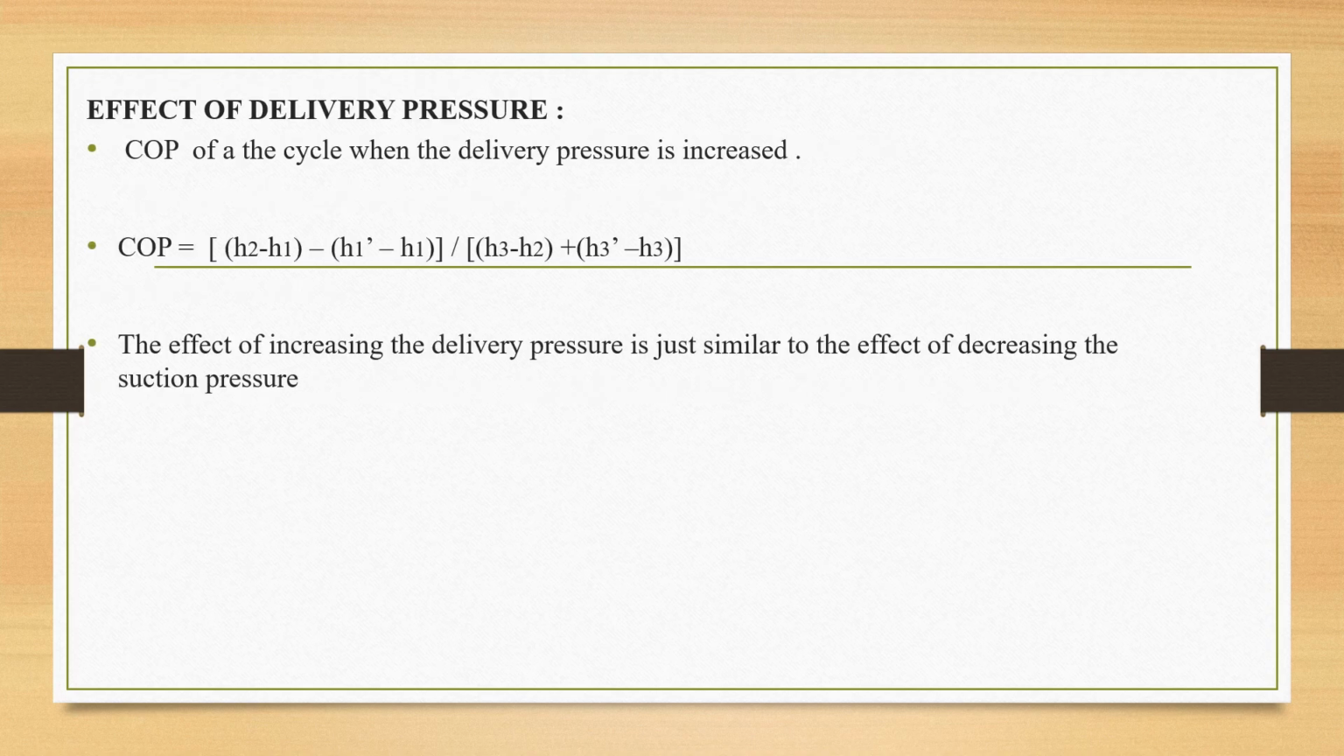Effect of delivery pressure. COP of the cycle when the delivery pressure is increased: COP is equal to H2 minus H1 dash divided by H3 minus H2 plus H3 dash minus H3. The effect of increasing the delivery pressure is just similar to the effect of decreasing the suction pressure.